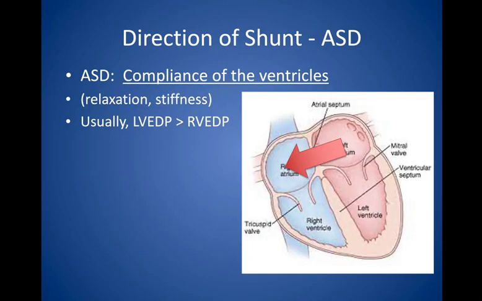So from an ASD standpoint, the direction of the shunt is really dependent on the compliance of the ventricles. When we talk about compliance, we're talking about relaxation or stiffness. During diastole, your LV end diastolic pressure is typically greater than your RV end diastolic pressure. And so if you did have an ASD, you would preferentially see a left to right shunt, as the RV compliance is lower.